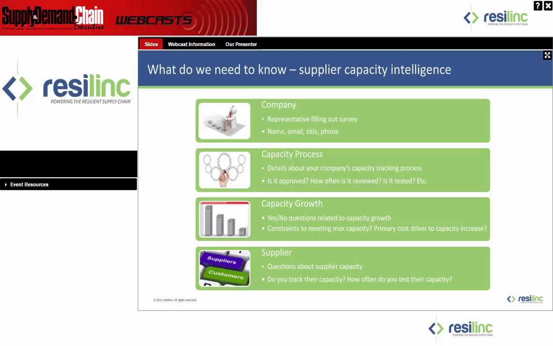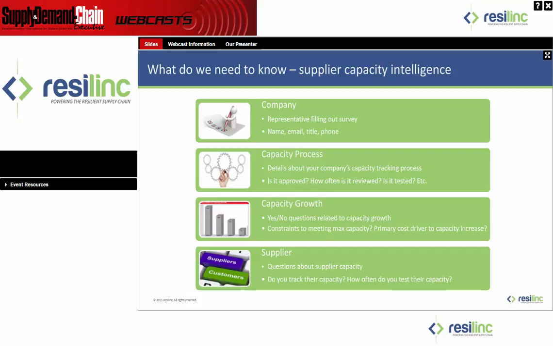The questionnaire also asks questions related to the supplier's capacity growth process. For example, it will ask, what is the main constraint that the supplier has in increasing capacity? The typical responses include things like, it takes us too long to train people, or there are regulatory hurdles in bringing up new manufacturing, or the cost of real estate is too high, etc. It also asks how the supplier manages its own capacity issues related to their suppliers. So the supplier is asked questions on how it gathers information from its suppliers about capacity-related issues.